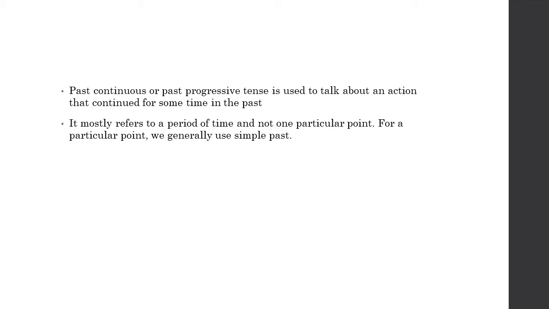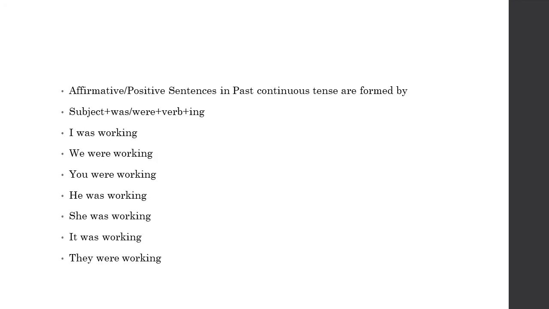Okay, and it refers to a period or duration of time in the past, and it's not just at one particular point. So if you're talking about an action that has happened at one particular point, then you generally use the simple past and not past continuous. Okay, so let's look at the structure of past continuous.